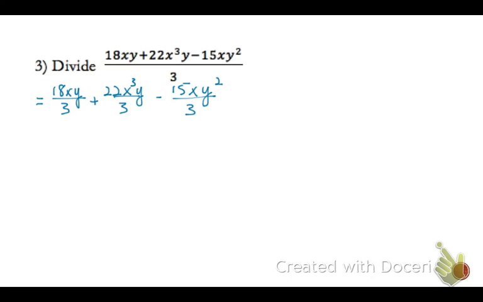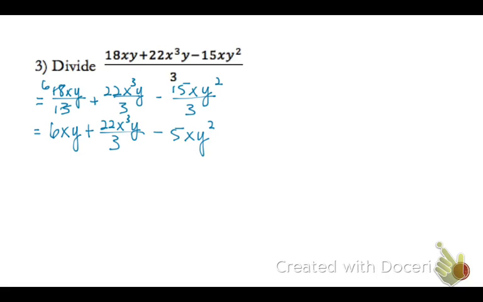So now we're going to simplify each term. 18 divided by 3 is 6xy. Nothing will be on our denominator except for a 1, and we don't need to place that under as a denominator because it's not going to change the value of our 6xy. 22 divided by 3, so we'll just leave that as 22x cubed y thirds. 15 divided by 3, and it's a negative, so that'll be a negative 5, and then we just carry down our variables. So 5x y squared.